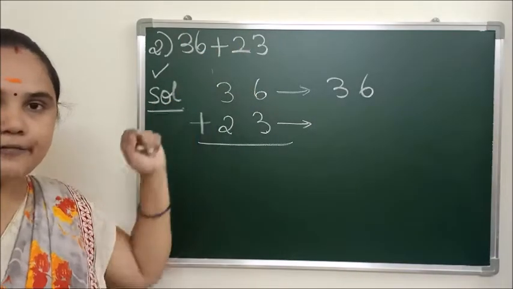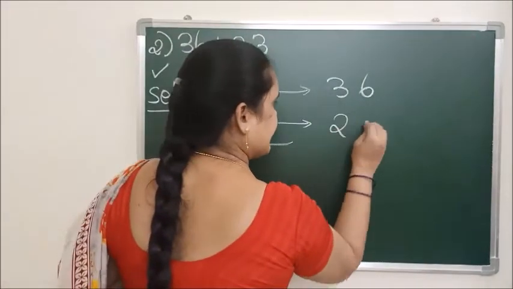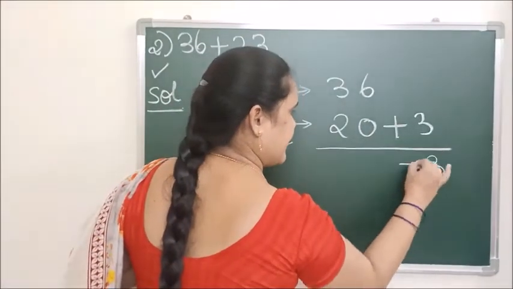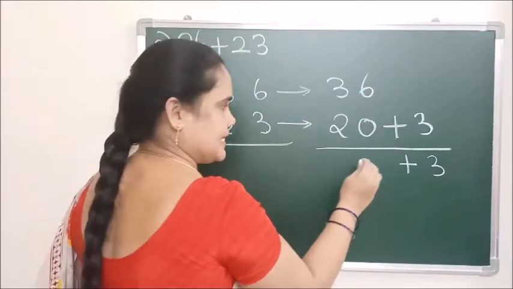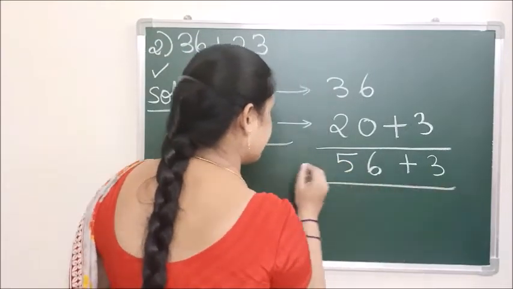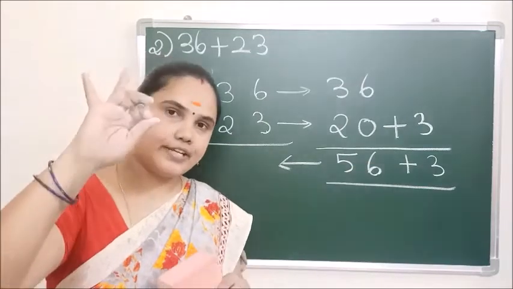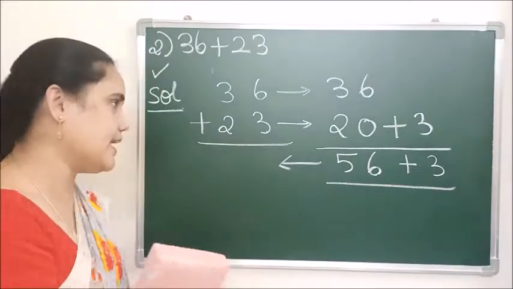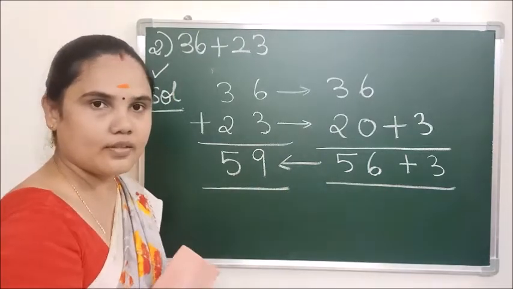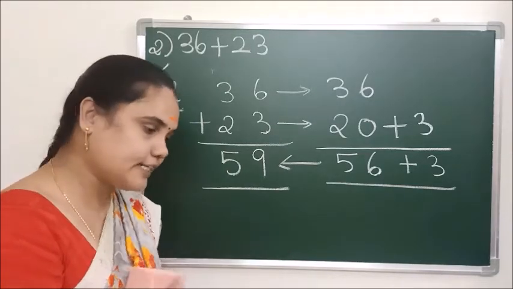So write the expanded form of 23. What is the expanded form of 23? 20 plus 3. Now do addition. 3 plus 6 plus 0 is 9. 3 plus 2 is 5. So, how much is 56 plus 3? Open 3 fingers. After 56: 57, 58, 59. So, what is the answer, children? 59. Did you all understand the second sum? Yes. We will do the third sum now.